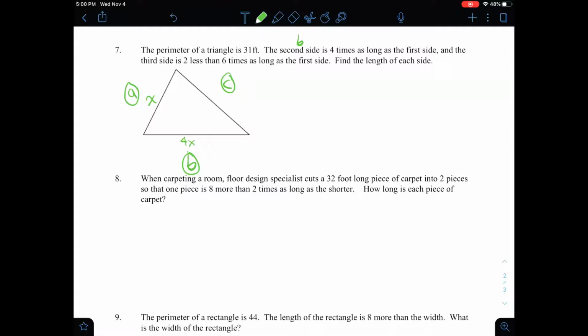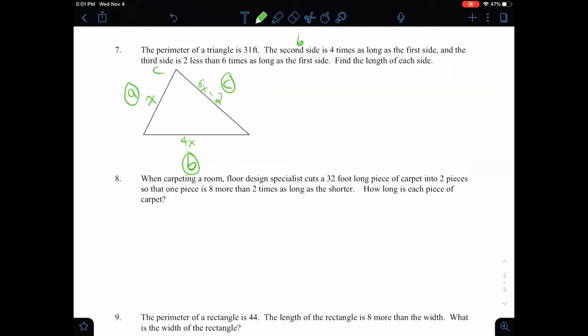Good. And then it says the third side, which is C, is 2 less than 6 times as long as the first side. So less than needs to go at the end, so 6 times as long is going to be 6x. And then less 2 is going to be minus 2. All right. These are all in comparison to x, because x is kind of our baseline here. Whenever they give you this is compared to this and this is compared to that, whatever they're comparing it to, make that x, and it makes life a lot easier.